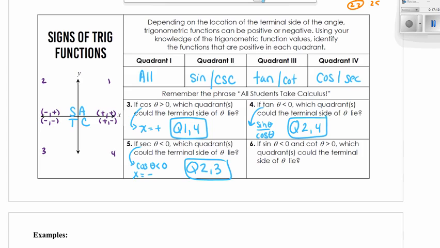And if sine is less than 0, so that means our y value is negative, and cotangent is greater than 0, then we need to have either the first quadrant or the third quadrant, but since y is negative, we're going to be using quadrant 3. So that is how we use the All Students Take Calculus rule.